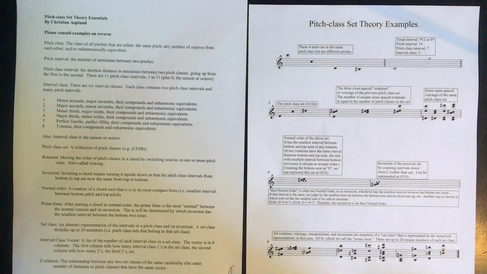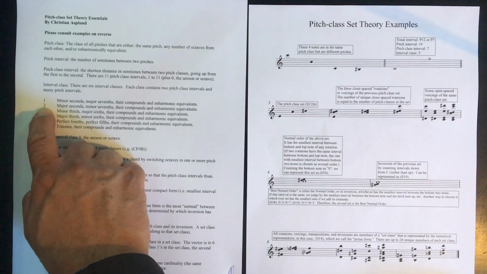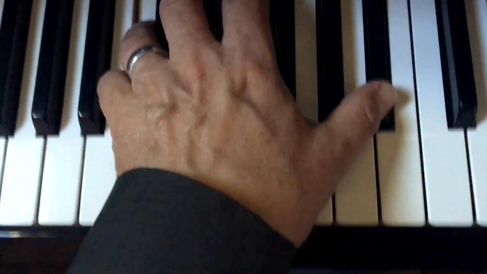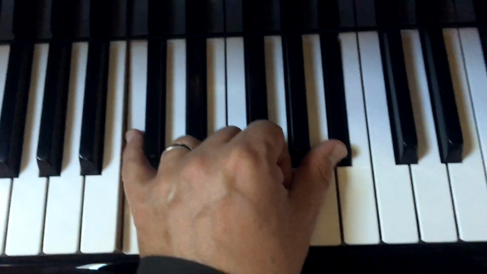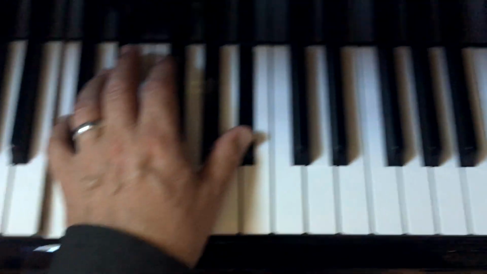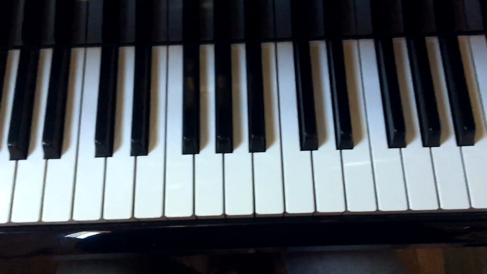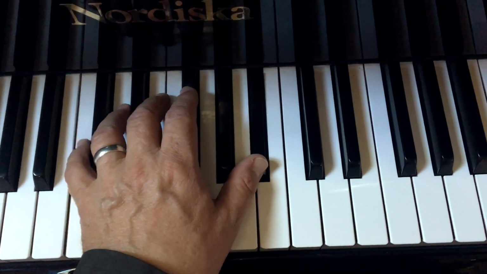Those are all interval class 1. Then the second, interval class 2, includes major seconds, minor sevenths, right? And any of their compounds, in other words, this or this, or this, or this. And any of their enharmonic equivalents, in other words, C to B flat or C to A sharp.